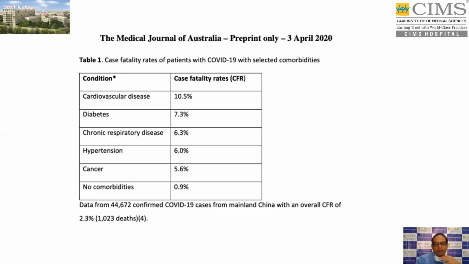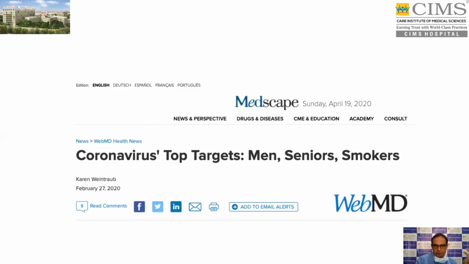So the case fatality rate is almost 5 to 10 times higher when there is an associated comorbidity of cardiovascular disease. Diabetes, chronic respiratory disease, smoking, hypertension, all these are again comorbidities where the morbidity and mortality is much higher in these kinds of patients. So these are the top targets of coronavirus. Men, we know, are at much more risk as compared to women or small children.